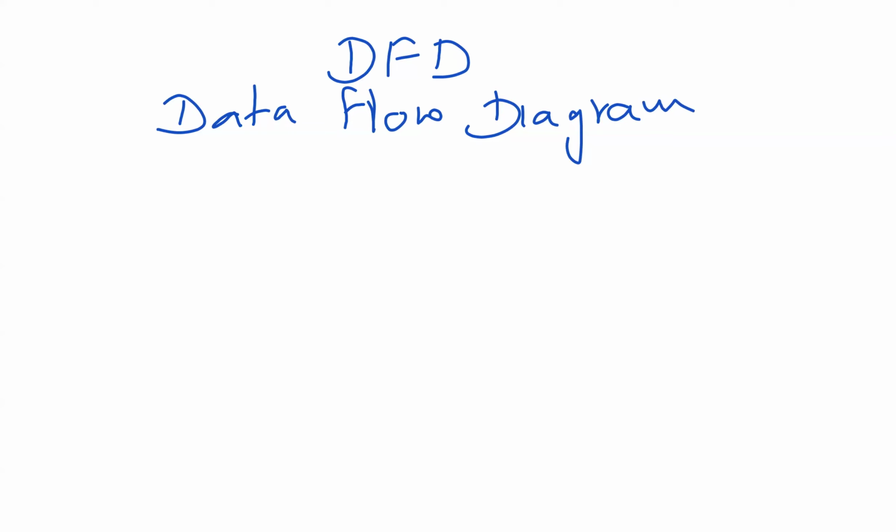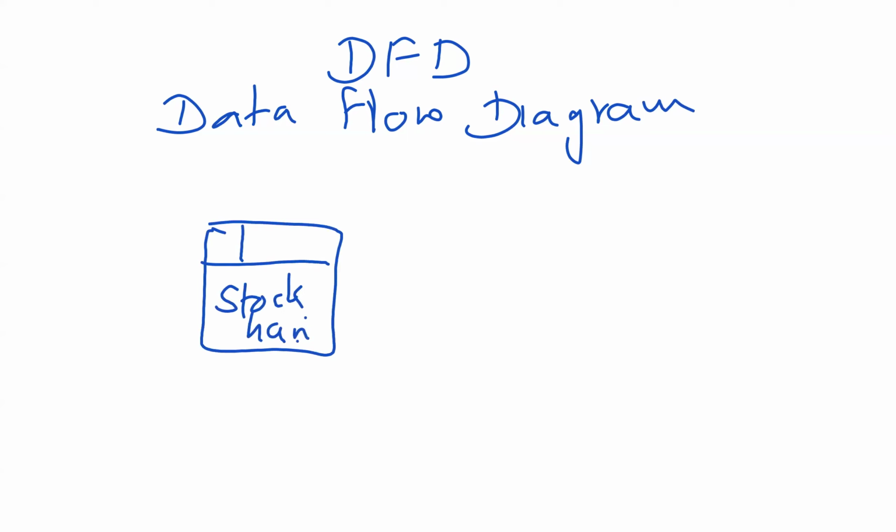What are the main components? It has processors. Let's take process handling, stock handling and sales handling, like that. Processors are there, and there are some other things. What? Data store. Where do we store our data?